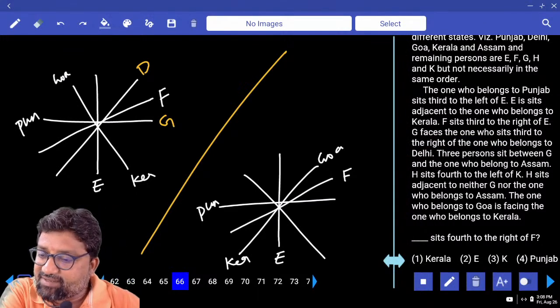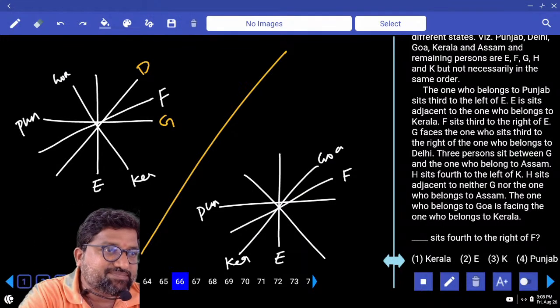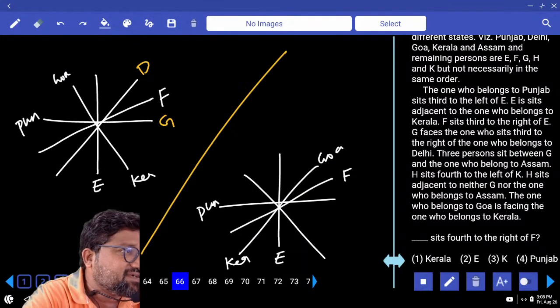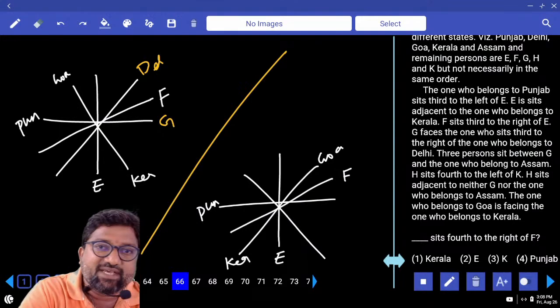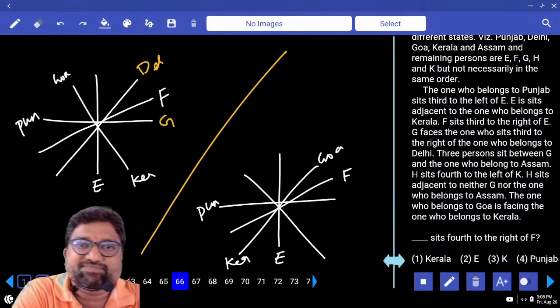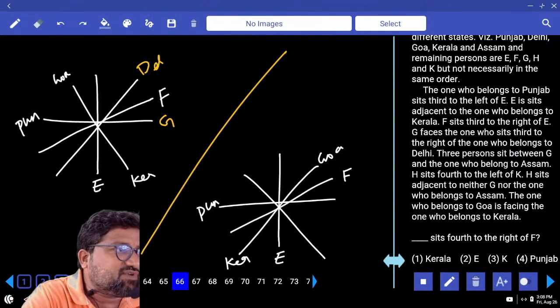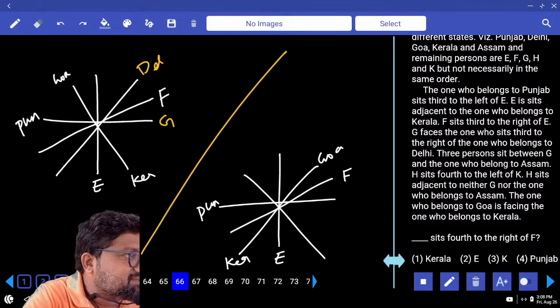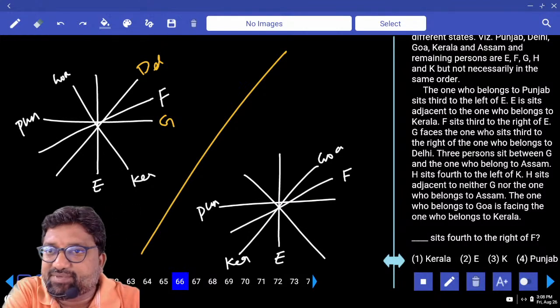Is it D or Delhi? Sorry, it is Delhi. Every time I'm saying D, D is for Delhi. Wherever I put Delhi, second left is what? G. Wherever I put Delhi, second left is what? G. అవునా కాదా? ఈ ఇంపార్టెంట్ పాయింట్ మీరు మిస్ అయిపోయారు.